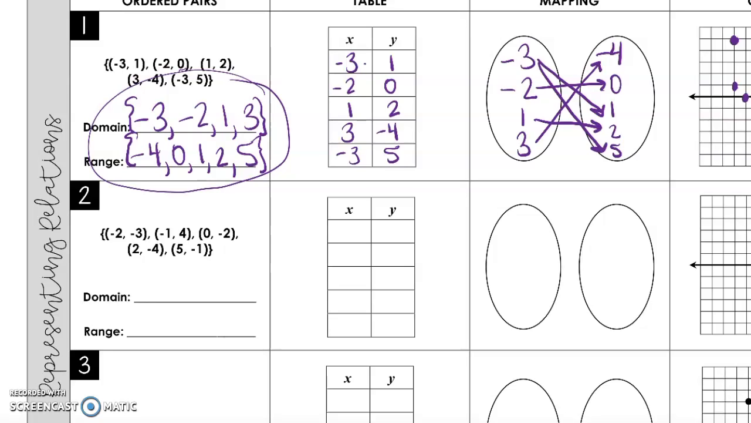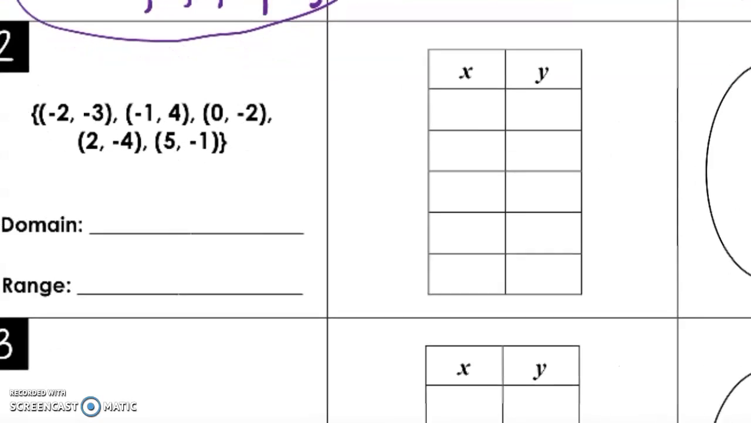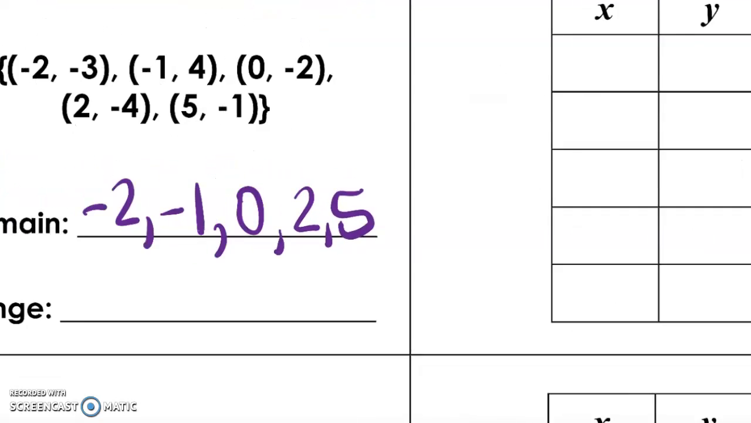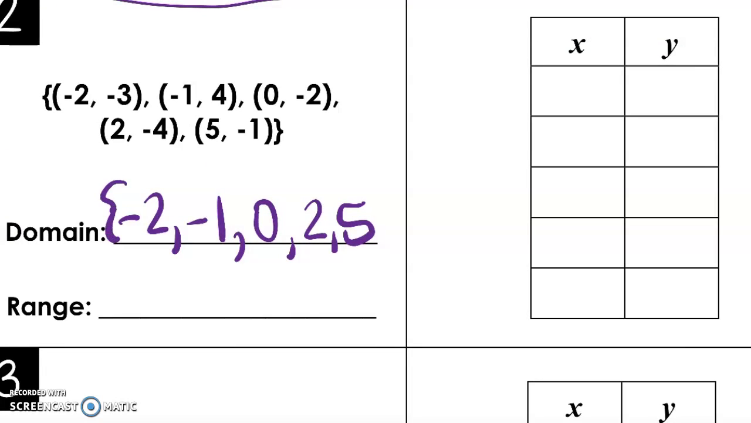For number 2, your domain is -2, -1, 0, 2, and 5. Again, try to put the squigglies around those. It's really hard with this pen. Your range then are your y values, again, in order from least to greatest, not in order of how they are listed up above. So -4 is your smallest number, -3, -2, -1, and then +4.